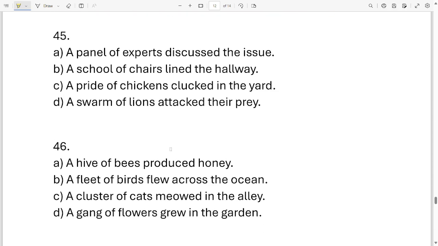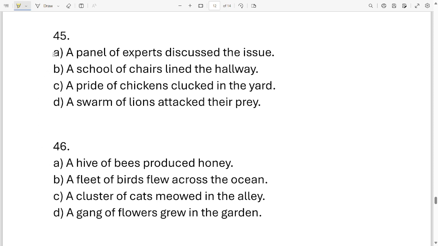Okay, next one. Question 45. A panel of experts discussed the issue. A school of chairs lined the hallway. A pride of chickens clucked in the yard. A swarm of lions attacked their prey. Out of these 4 sentences, which one is the correct sentence? Which one sentence has used the collective noun correctly?